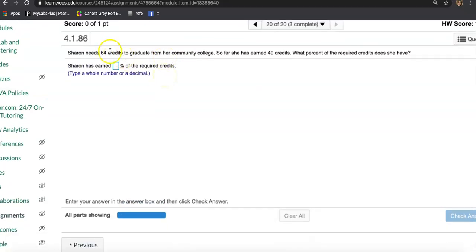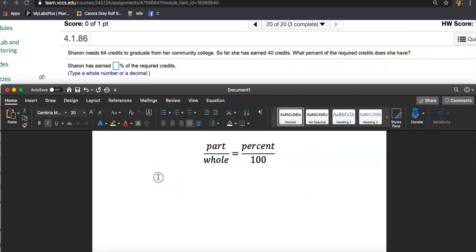Number 20, Sharon needs 64 credits to graduate from her community college. So far, she has earned 40 credits. What percent of the required credit does she have? I'm going to use my part over whole. She needs 64 credits to graduate, that's the whole number here. She needs 64 in total, but right now she has 40 so far. Well, she's almost done, I think. They asked what percent of the required credits does she have? So we set up something like this.